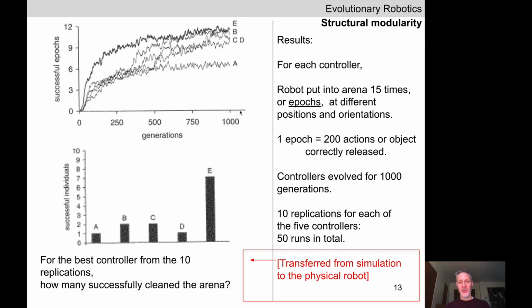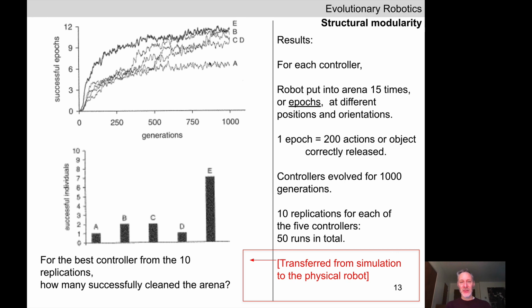So we've got evolutionary time, as always, on the horizontal axis down here. And up here, we have the number of successful epochs. How many of these 200 time step time windows did the robot correctly grab and release an object over the edge of the arena? I mentioned that there are 5 objects in the arena.